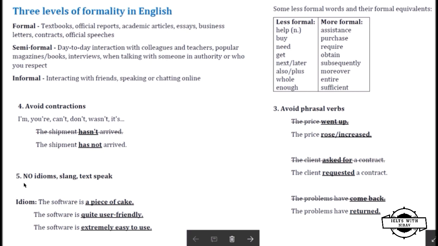In the same way you can't use idioms, slang or text speak, like a piece of cake, or quite user-friendly, instead of extremely easy to use. You can't use these things. So friends, if you get a formal letter, consider these things for sure and you will get band 7 plus. Now we are moving to the semi-formal letter.